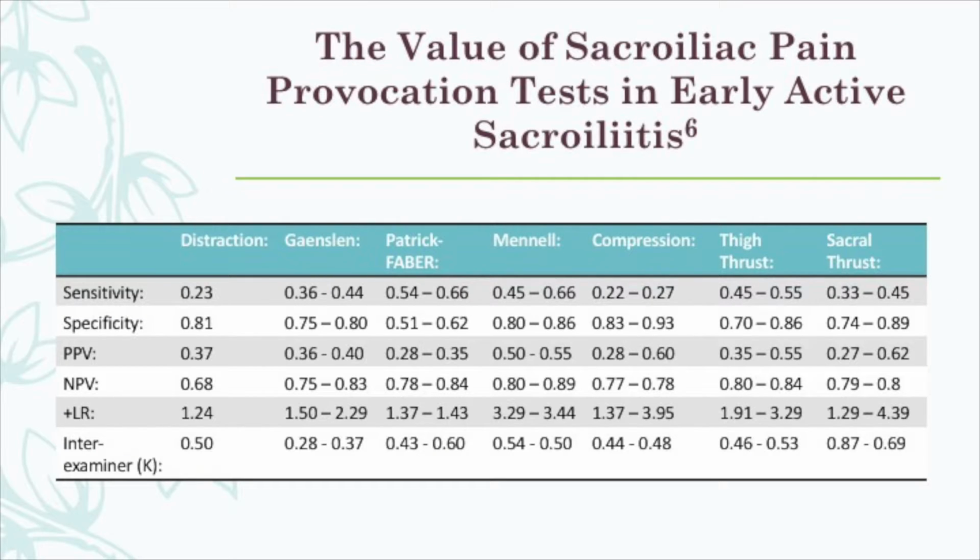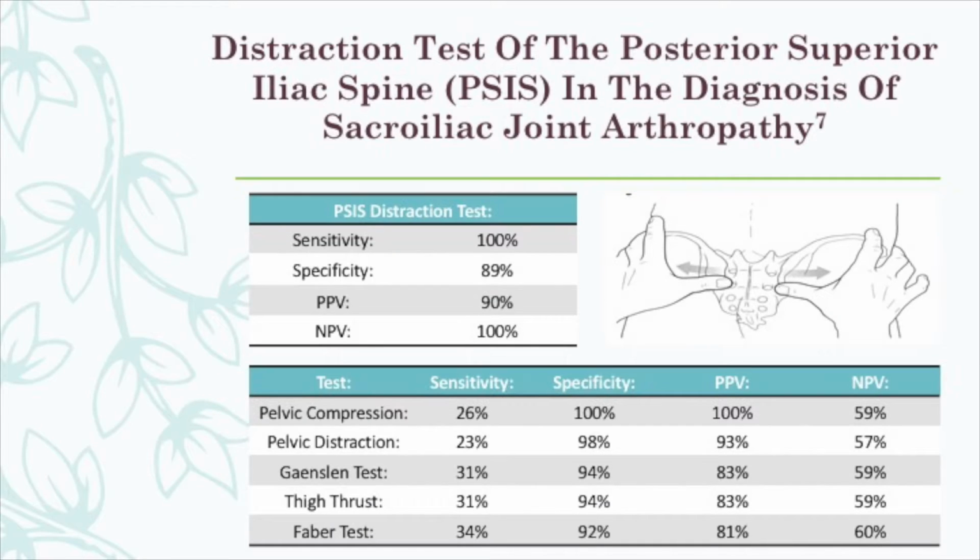When looking at Article 3, the value of sacroiliac pain provocation tests and early active sacroiliitis, we see that the distraction specificity once again is high at 0.81. Therefore, it's more likely to rule out, but sensitivity is 0.23, therefore it is not very sensitive and very unlikely to be able to rule in. We also see a K value of 0.50, meaning that it has fair agreement between different PTs. Therefore, there is a chance that different physical therapists would have different values.